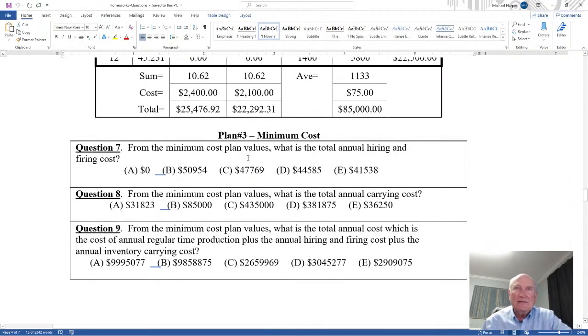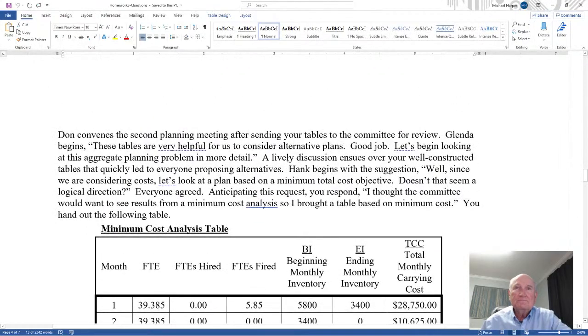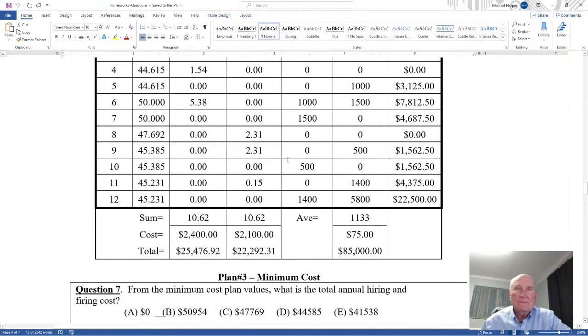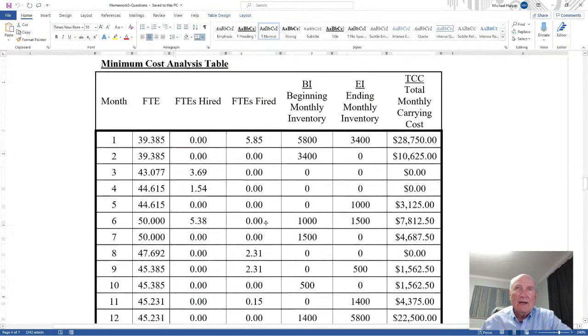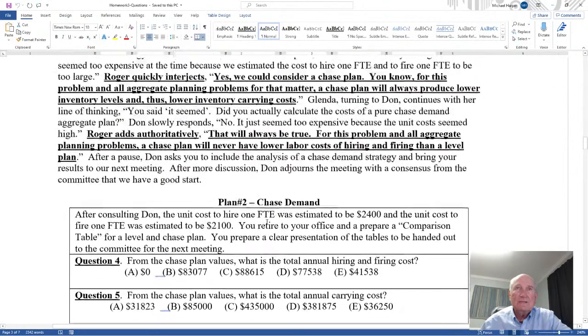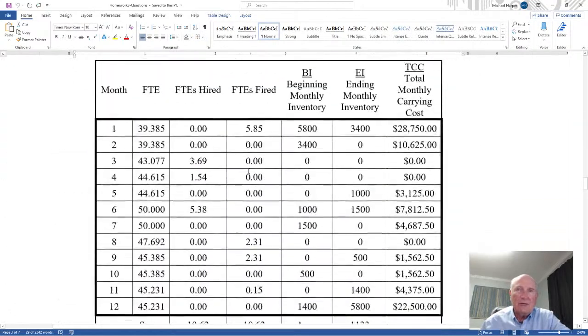Let's see here. Where's it at? Here it is. Well, we have it right here. I guess I've set it up here somewhere. On chase demand, here it is. After consulting Don, the unit cost to hire one FTE was $2,400. The cost to fire one FTE is $2,100. So $2,400 and $2,100. Well, that's going to be given right here.